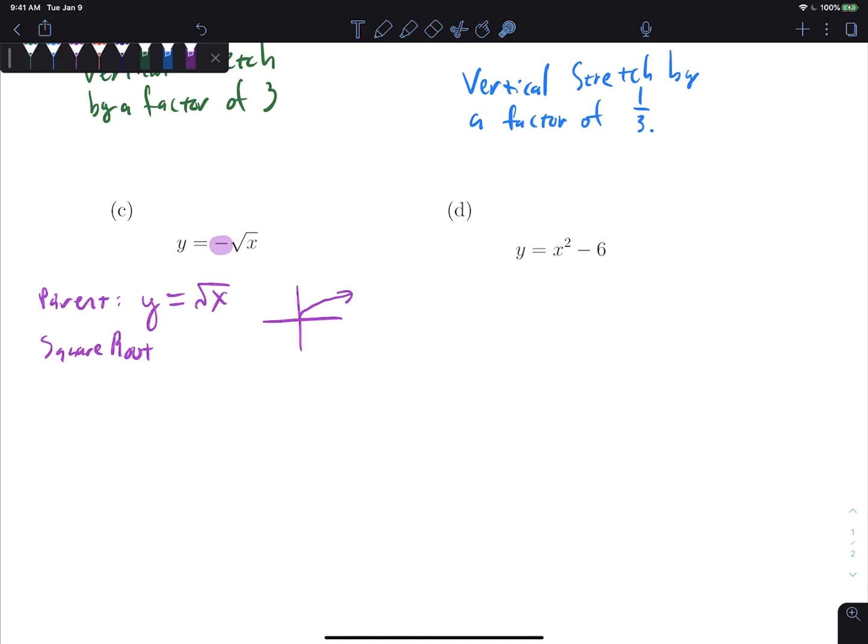As for the transformation, because it's a negative, negatives are going to create reflections. Since it's on the outside, it affects the y value. And remember, if it affects the y value, it goes to the other side of the x-axis. Therefore, this is a reflection across the x-axis. Wonderful.